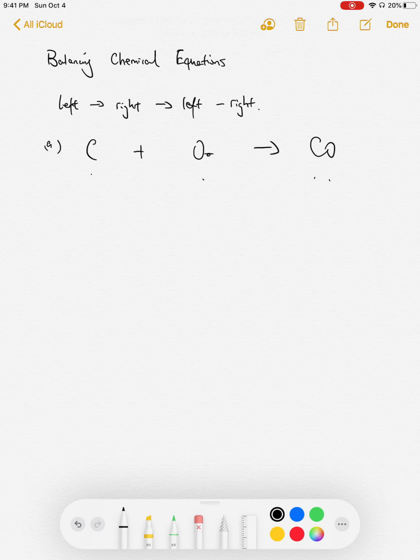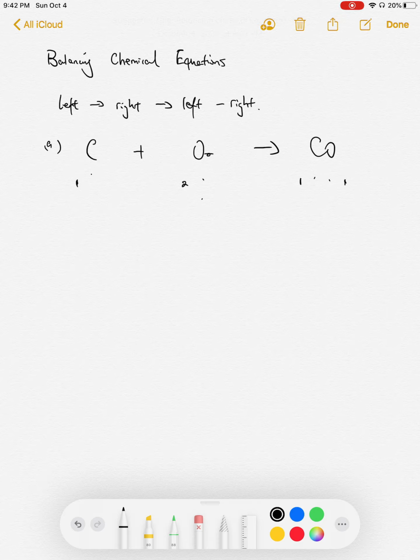How many carbon on the left do you have? Just mark it here. You have one carbon. And how many carbon do you have on the right? You also have one, right? At the same time, how many oxygen do you have on the right? You have one. But if you go back to the left, you actually have two oxygen over here, right? You have two here.